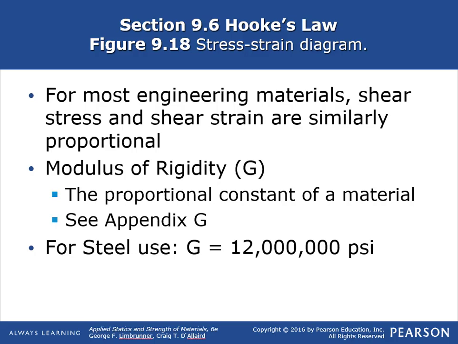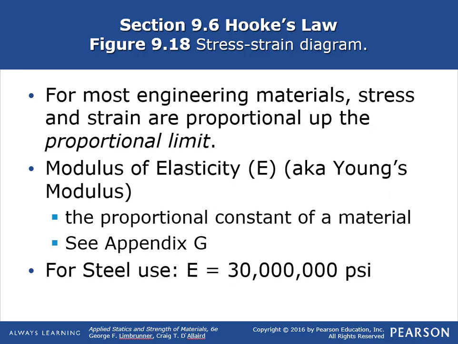For most engineering materials, stress and strain are proportional up to the proportional limit. And then the modulus of elasticity, namely Young's modulus, is the proportional constant of the material. A bunch of different materials are listed in Appendix G, if you want to see what the modulus of elasticity is for a bunch of different materials. For steel, we're going to use 30 million psi for the modulus of elasticity in this textbook.